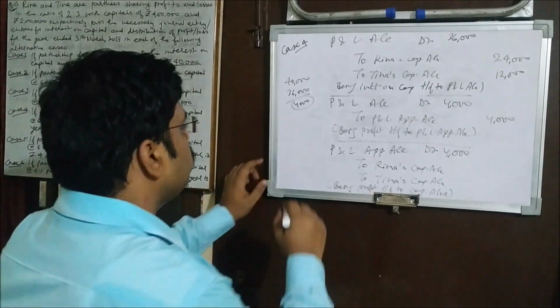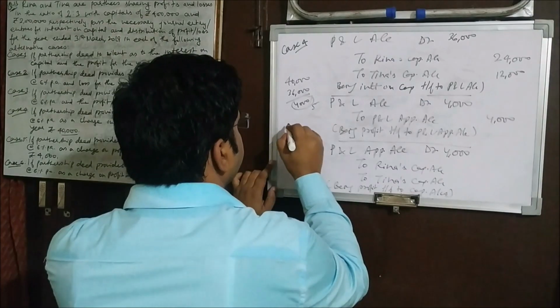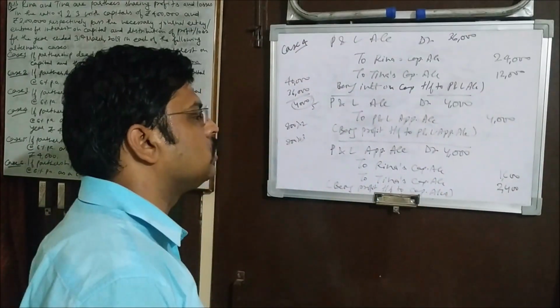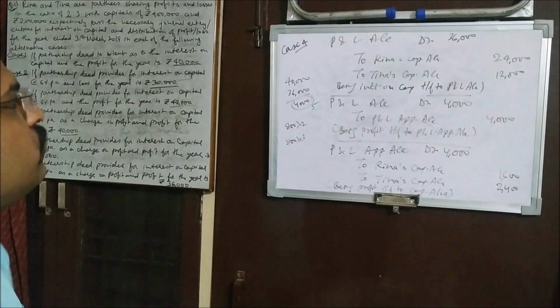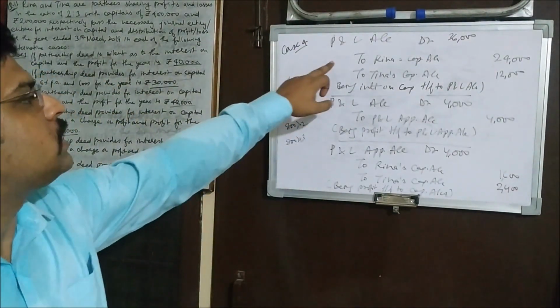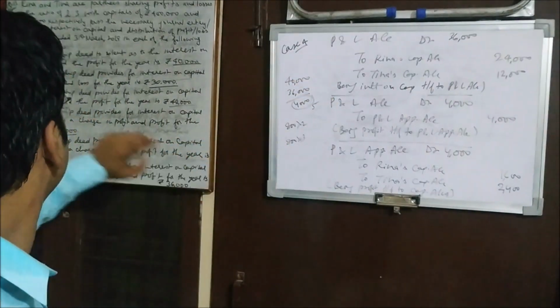Let's calculate the amount here out of 4,000. So 4,000 is supposed to be divided in the ratio of 2 to 3, which gives 1,600 and 2,400. The total is 4,000. So these entries will be done in case number 4. Instead of passing one entry, you can pass two entries here. I have already explained this. Now let's move on to case 5.